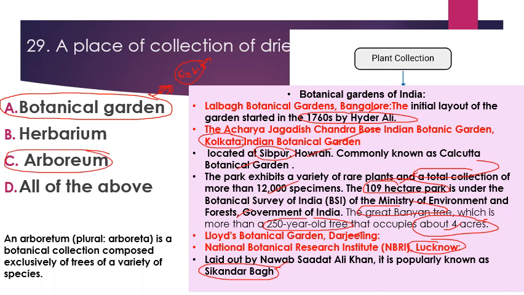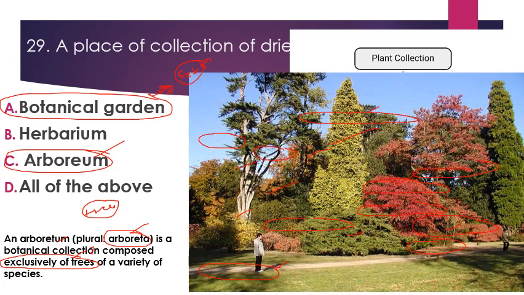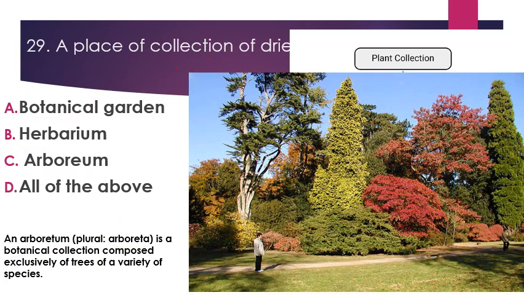Next is Arboretum. Arboretum is singular and Arboreta is the plural word. It is a botanical collection composed exclusively of trees. ऐसी जगह, ऐसा garden जिसमें हम सिर्फ trees को cultivate करते हैं उसे कहा जाता है Arboretum. इसमें variety of species सिर्फ trees की grow करते हैं, that is called Arboretum. Then we have Bambusetum, means जहाँ पे हम.